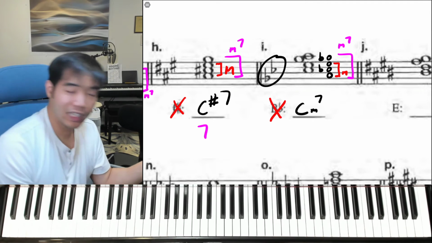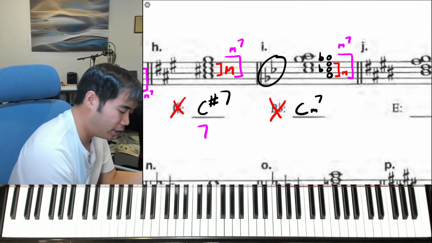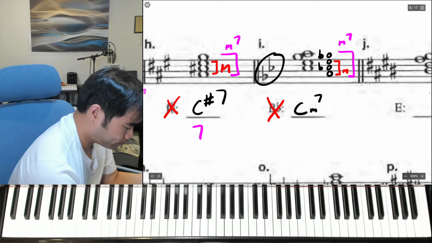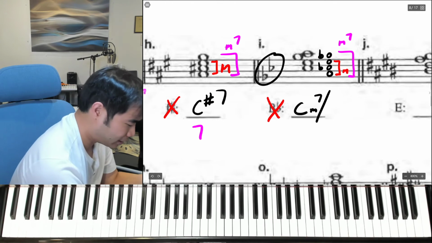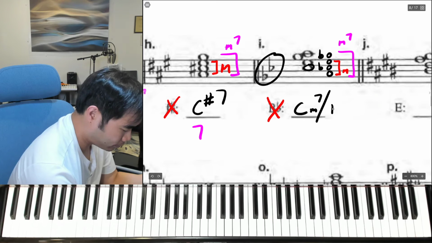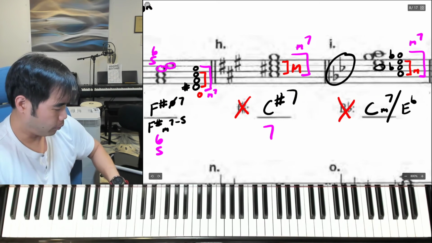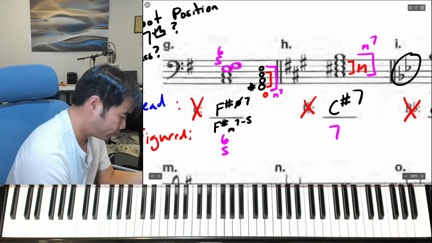Okay. I left off one step, by the way. In lead sheet notation, we also need to identify the bass note if it's inverted, right? So the bass note, in this case, is going to be E flat. So this is actually C minor 7 over E flat. And in fact, we need to do that for the first example as well.